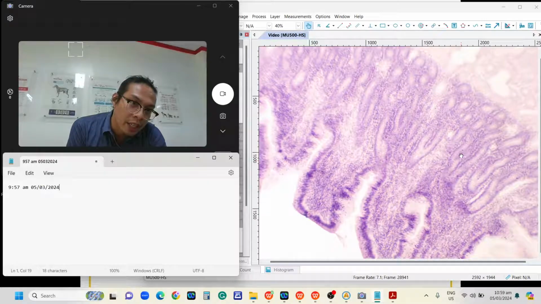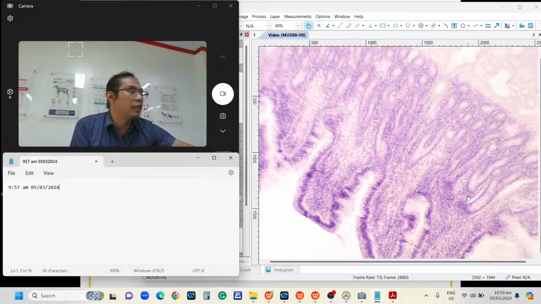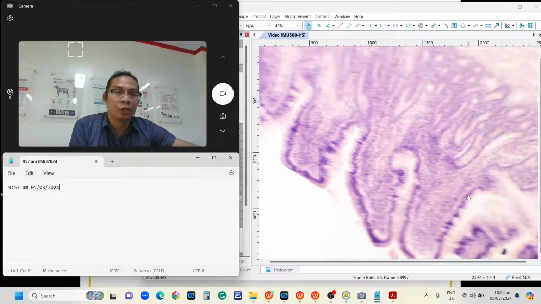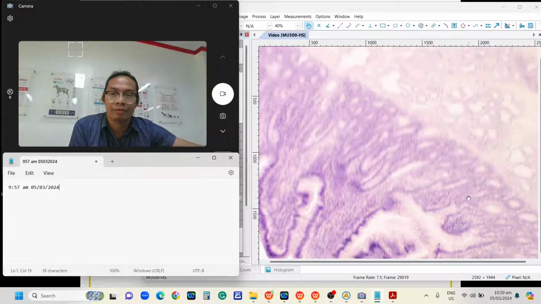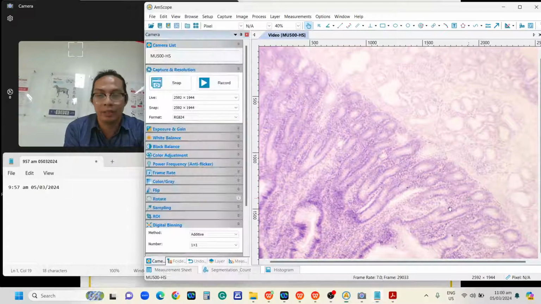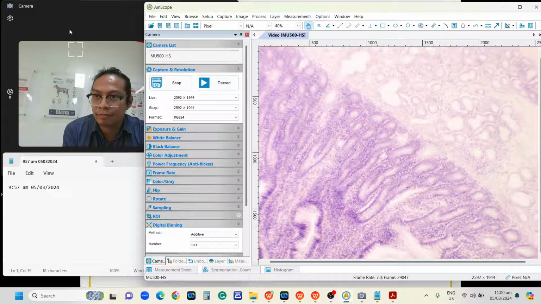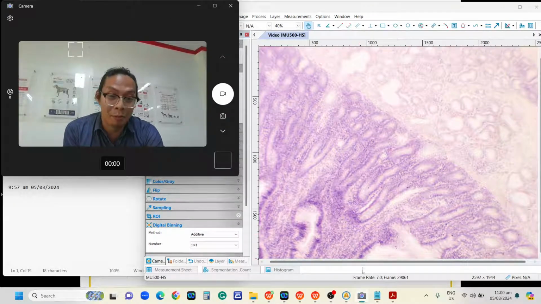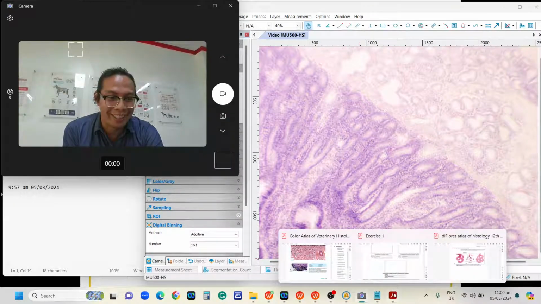Okay? Again, kagaya nito, as you can see, ang haba ng tube. This one, two. Okay? Makikita yan sa duodenum. Okay? Coiled tubular gland. A simple branch tubular gland.